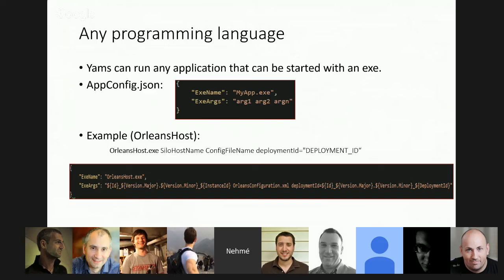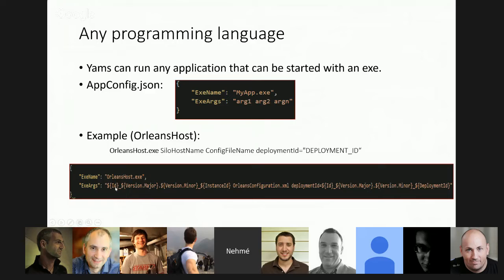So any programming language works, as long as you have an exe and you put the name of that exe in your configuration file, and you tell YAMS what arguments you want to pass in. That's all YAMS needs. So let's look again at an Orleans host example. The Orleans host itself needs a silo host name, config file name, and a deployment ID. This is what the YAMS configuration file looks like. That's the one I'm using.